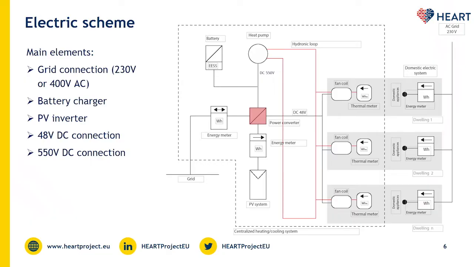In case of surplus of photovoltaic electricity, the converter can work as a battery charger and store the energy, or act as a DC-AC inverter to inject electricity into the grid. This configuration doesn't interact with the domestic electric systems, which remain autonomous with the traditional AC power.